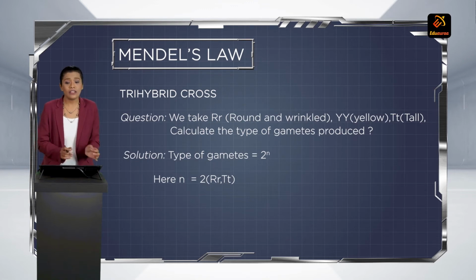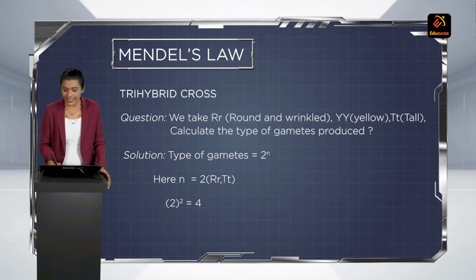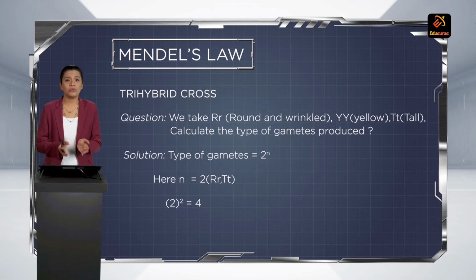That means heterozygous traits are only 2. So n is equal to 2 here. So I will get 4 gametes only, 2 square, that is 4. So 4 types of gametes only. Come on, let us deduce. What will be those 4 types of gametes?